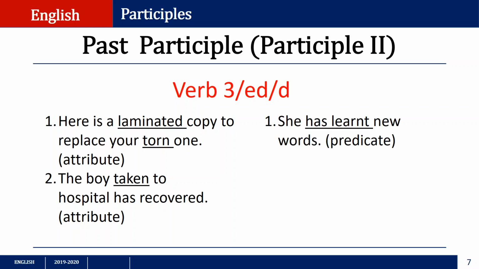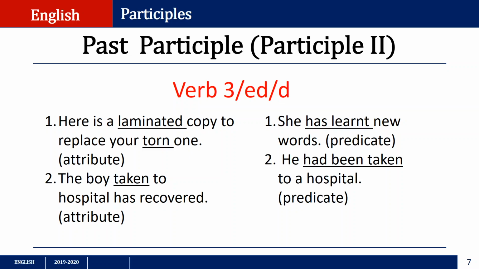Now let's look at the sentences which also have verb 3, but they are part of the predicate. She has learned new words. That is present perfect. He had been taken to a hospital. This is a predicate, and this one is past perfect passive. So these ones are not participles 2 playing the role of attribute.